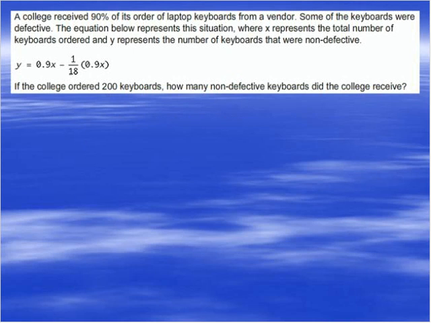Okay, so for the first word problem, the first thing I always do is read through the problem fully first. And then I figure out what it is really asking me to do. So let's read through the problem.